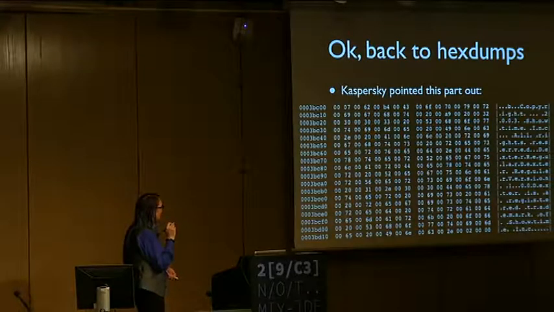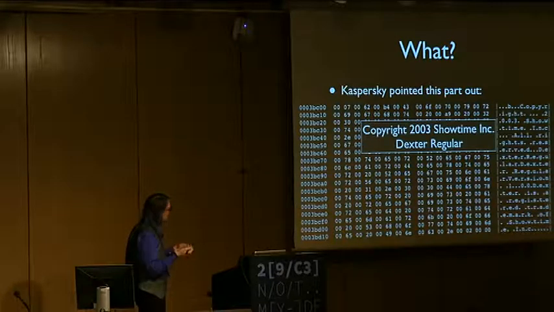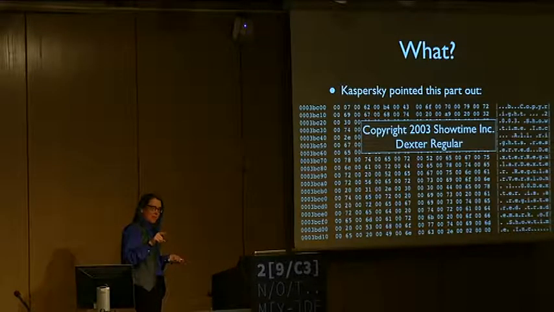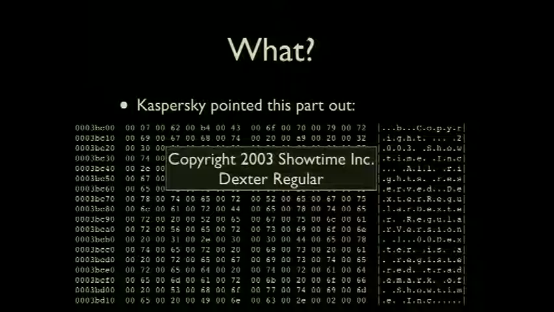So other stuff. One of the first things Kaspersky pointed out back when this was big news, and is dead obvious when you look at the strings in this thing, is the names table in the font, where you put the copyright information and stuff. And this particular font, for some reason, claims that its name is Dexter Regular, Copyright 2003 Showtime Inc., which is apparently a reference to a television show. Nobody knows why.